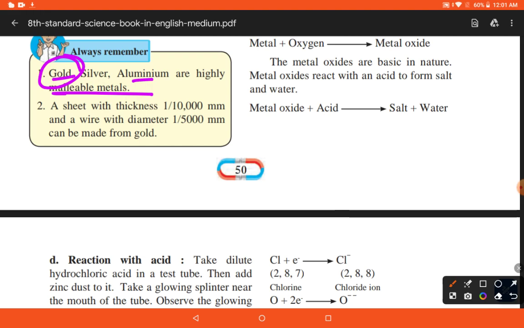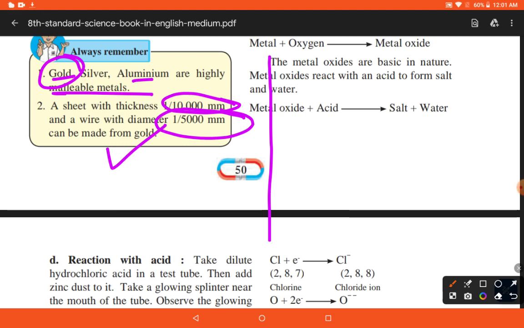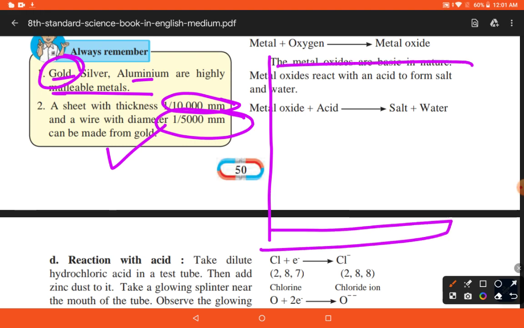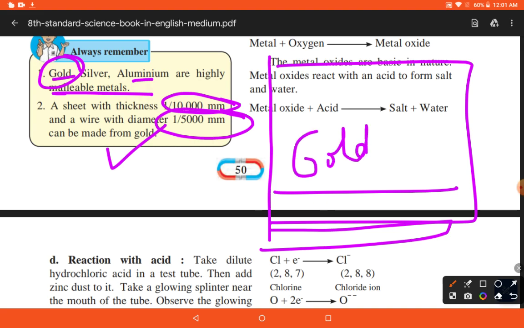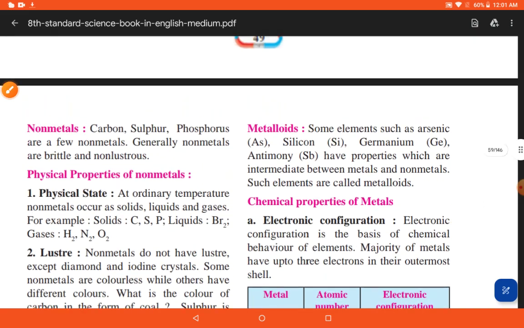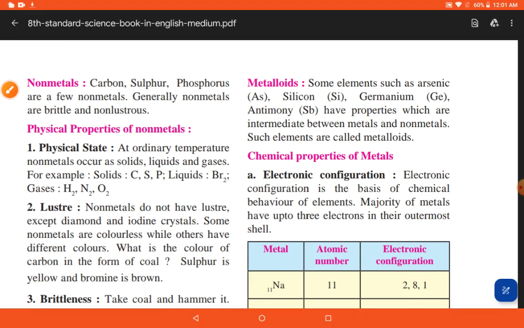A sheet with thickness 1/10,000 millimeter and a wire with diameter 1/5,000 millimeter can be made from gold. It tells us the diameter can be so small. This is only possible with gold because it's the most malleable and most ductile. Metalloids are intermediate. They have the properties of metals as well as non-metals. Some examples are arsenic, silicon, germanium, antimony.